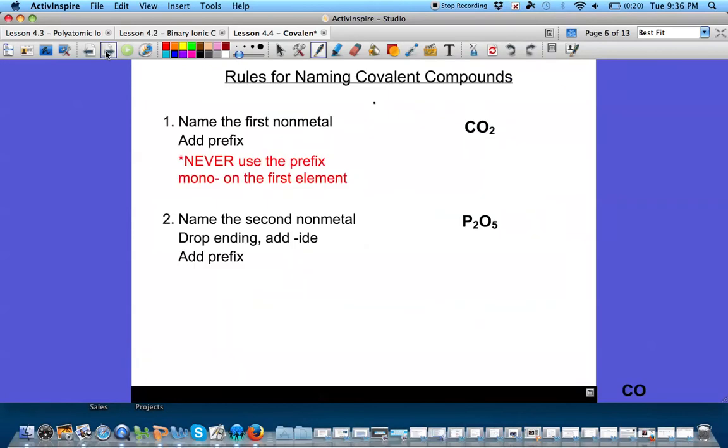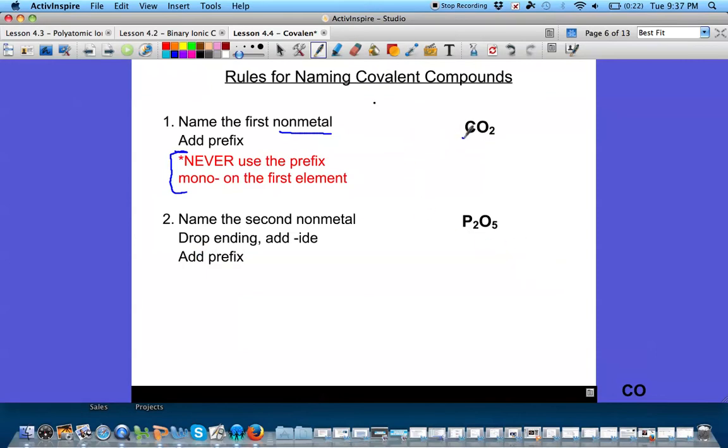So, rules for naming covalent compounds. The first thing that you're going to do is name the first nonmetal, so the first element in your compound, and then you're going to add a prefix. But we never use the prefix mono on the first element. The second thing that you have to do is name the second nonmetal and drop the ending, add "-ide", and you also have to add the prefix.